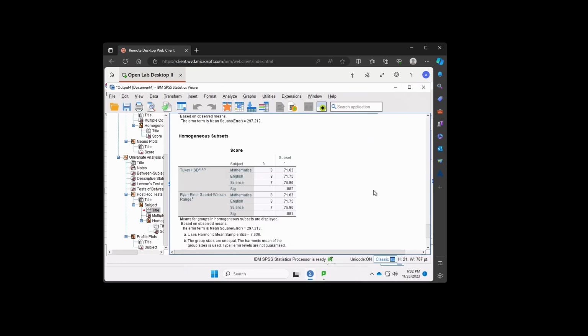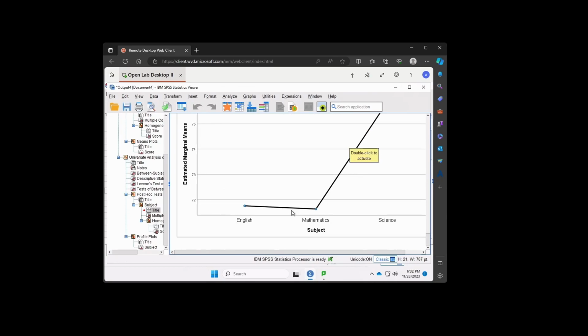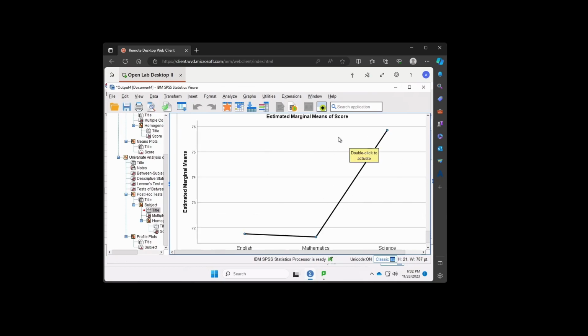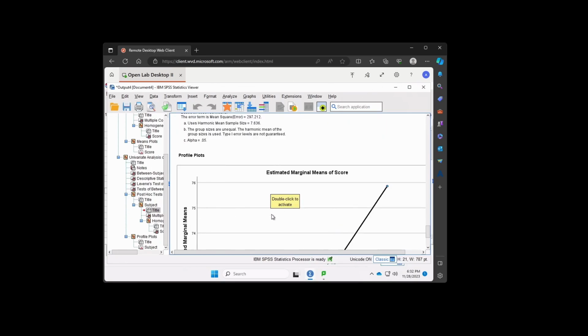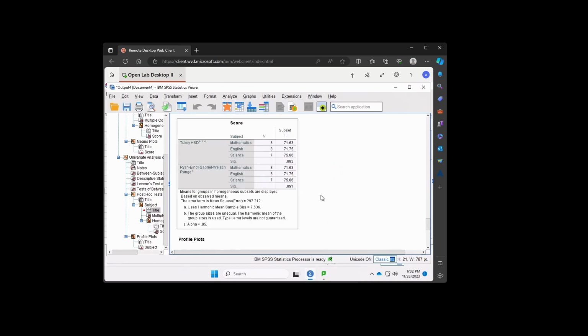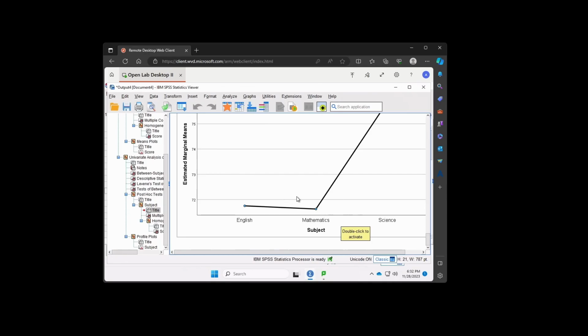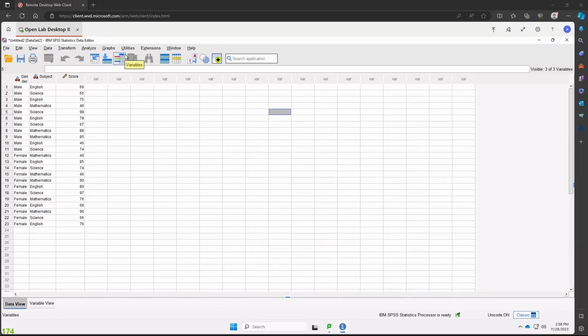And if you scroll down for our profile plots, you can see that they are exactly the same as above. So this shows the plot that represents the means of each level of variables. And now I'm going to show you how to conduct a two-way ANOVA by using SPSS.